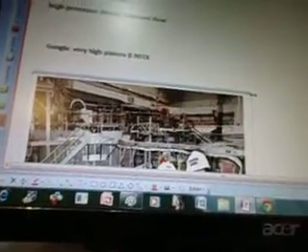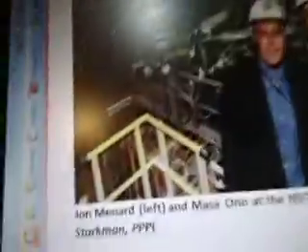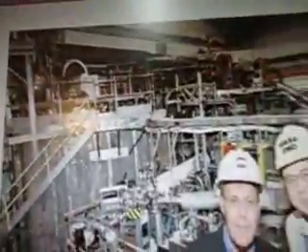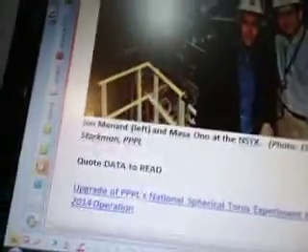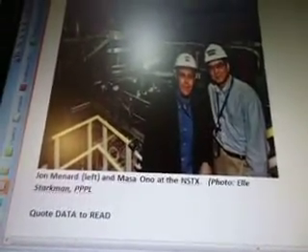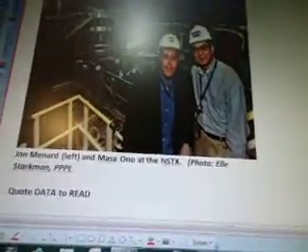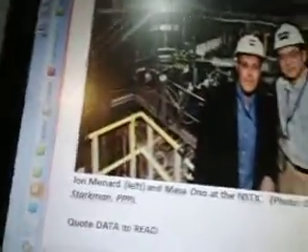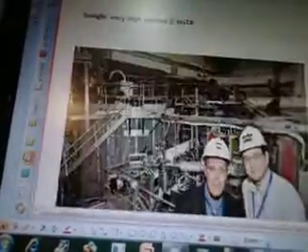And here's a learning experience for you. And here's some two fine gentlemen here. And check out the machinery behind them. That's what this NSTX thing is. Massive. Okay, so this is John Menard left and Masa Ono at the NSTX. L. Starkman is the PPPL. And these are the two that are... their names also come up in the PDF file.